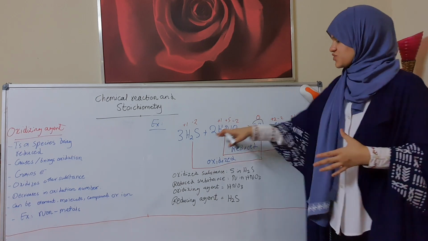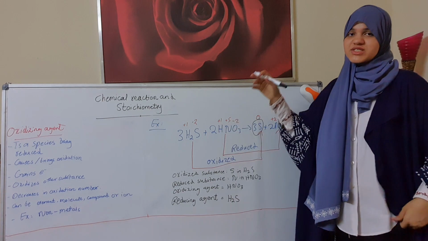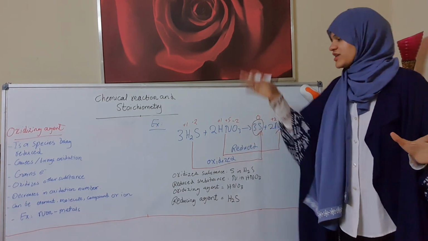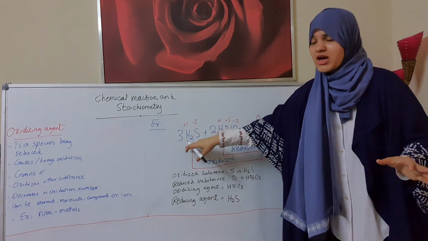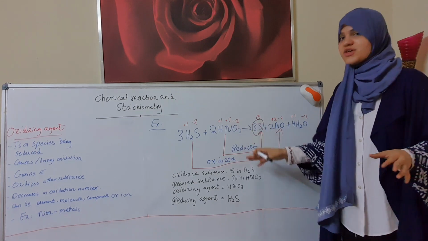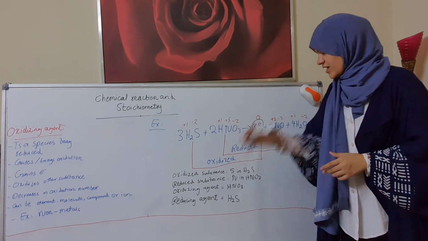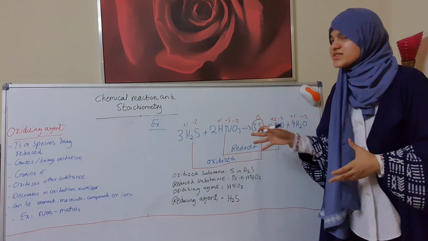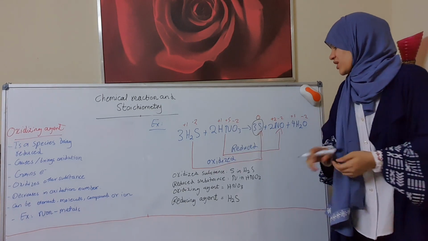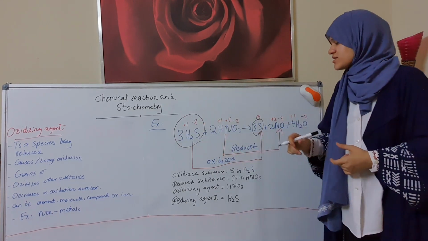First of all, 2HNO3 will be reduced, and the first compound, which is H2S, will be oxidized. Always the first compound will be oxidized, and the second one will be reduced. Now let's see the oxidized substance. Which one here is the oxidized substance? It is sulfur, sulfur in H2S.